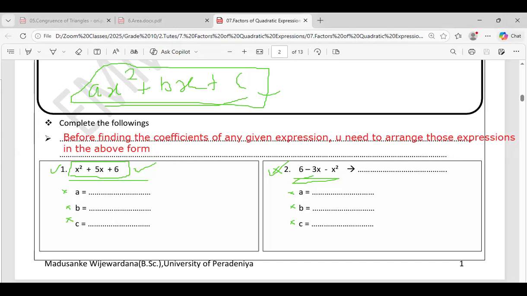Give it a try. Another 1 minute is remaining. 1 minute, you know.